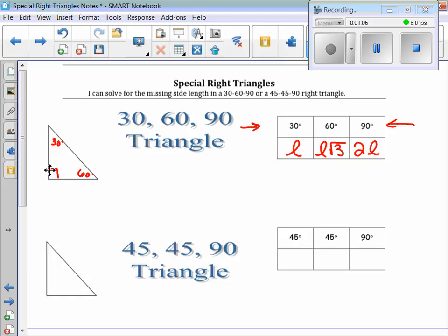So we know 30 is going with L. So the angle 30 is across from the side L. We know 60 is going with L times the square root of 3. So the angle 60 is across from the side L times the square root of 3. And then 90 is across from our 2L. So 90 degree, 2L. So our sides are L, L times the square root of 3, and 2L. Every problem you have that's a 30, 60, 90, please set that up.